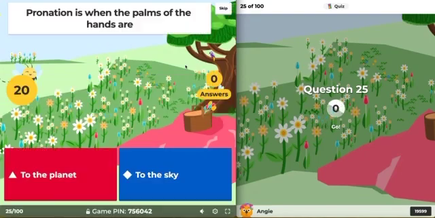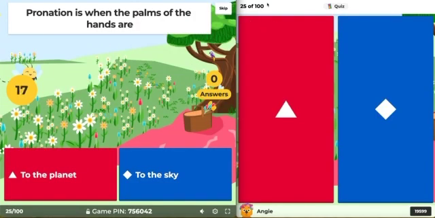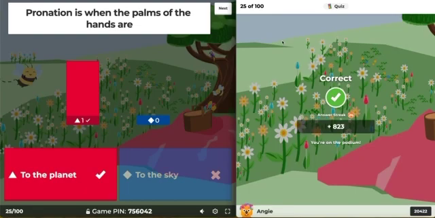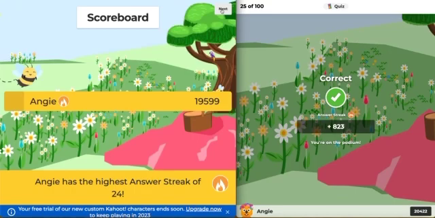Pronation is when the palms of the hands are to the planet. So when I think about pronation, I always associate P with planet. Planet.